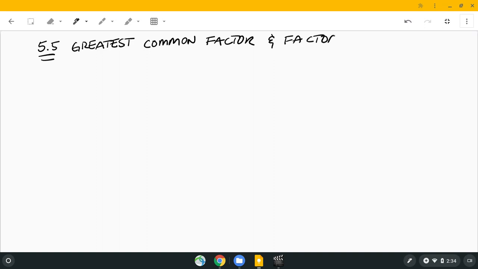Okay, so take notes, have your phone ready in case you have questions. So, greatest common factor, GCF, and factoring by grouping. This barely fits. Okay.